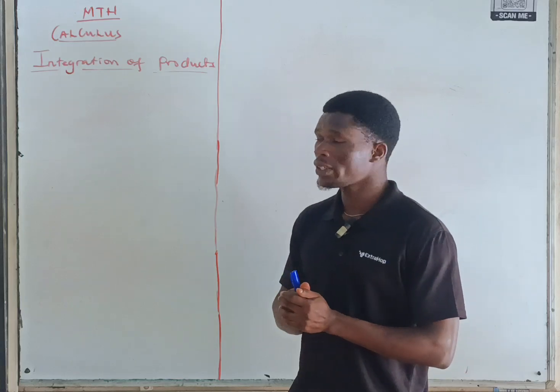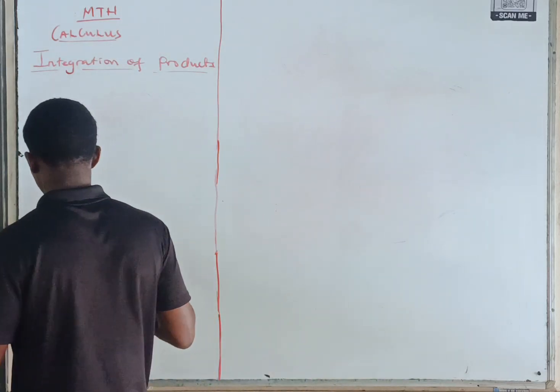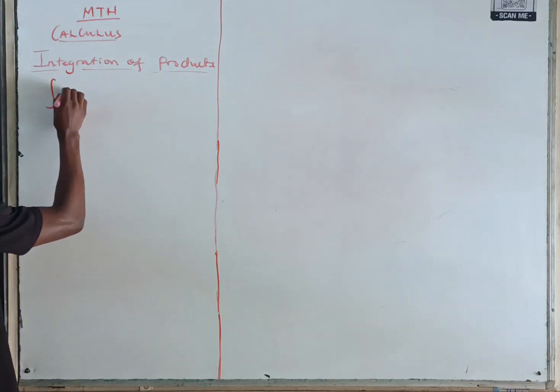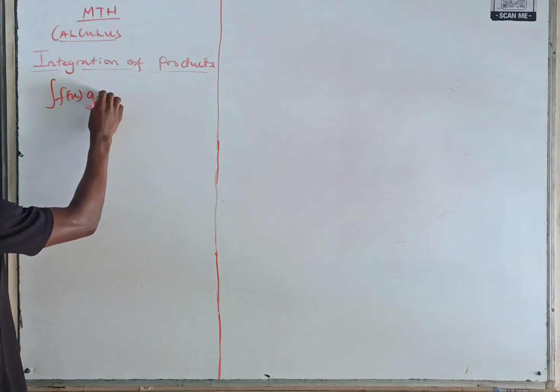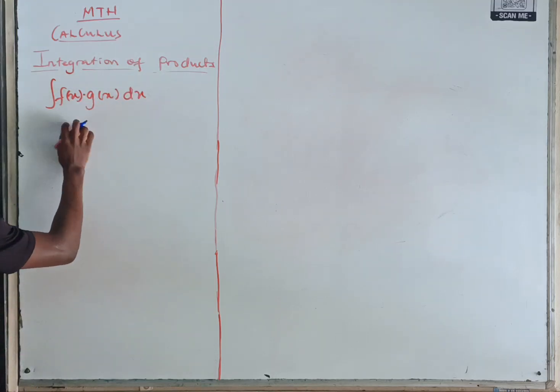In today's video we are learning integration of products. So now I want to talk about integration of products. So you see something like this: to integrate f of x multiplied by g of x dx. That means you have two products, right?